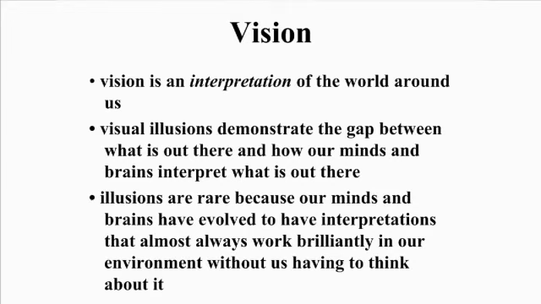Most of the time, we don't have illusions. We don't walk into walls. We don't misidentify people we know commonly. Because illusions are rare, because our minds and brains have evolved to interpret the world that's out there. And the system works so brilliantly, coupled with the environment that we actually live in, that we don't think about it.